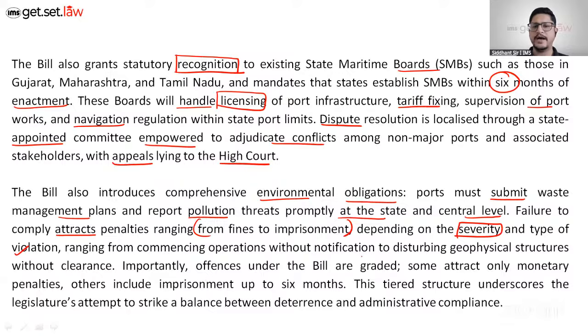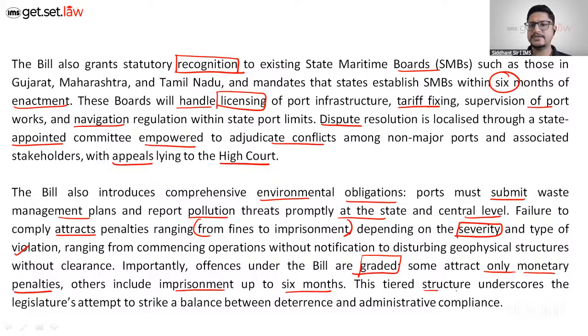offenses under the bill are graded. When it says offenses in the bill are graded, that means they have put up the higher level offense, maybe say grade 1, and the lower level offense is grade 5. That is how they've graded it. Okay. Some attract only monetary penalties, others include imprisonment up to 6 months. So the penalty is less for some, but imprisonment up to 6 months is greater. The more serious the offense, the higher the level it is taken to.